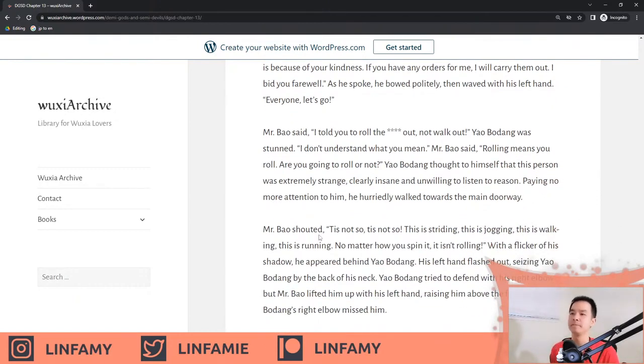Mr. Bao said, I told you to roll the fuck out, not walk out. Yao Bodang was stunned. I don't understand what you mean. Mr. Bao said, Rolling means you roll. Are you going to roll or not?